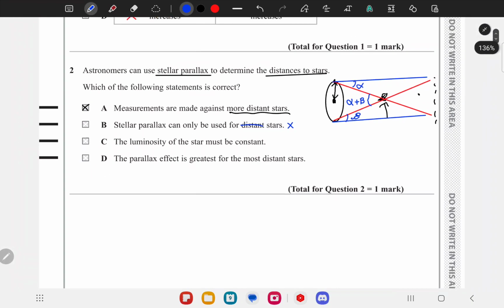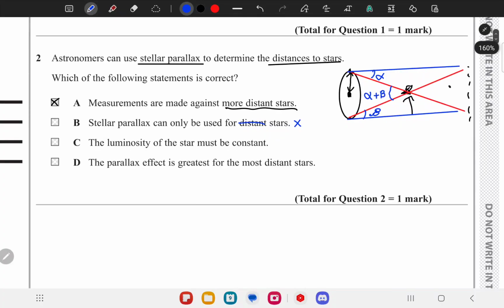The calculations for this method do not contain luminosity, so luminosity does not need to be constant. And option D, if the stars are distant, the parallax angle will be smaller, not greater. So the parallax effect is greatest for nearby stars, not distant. So this is wrong as well.